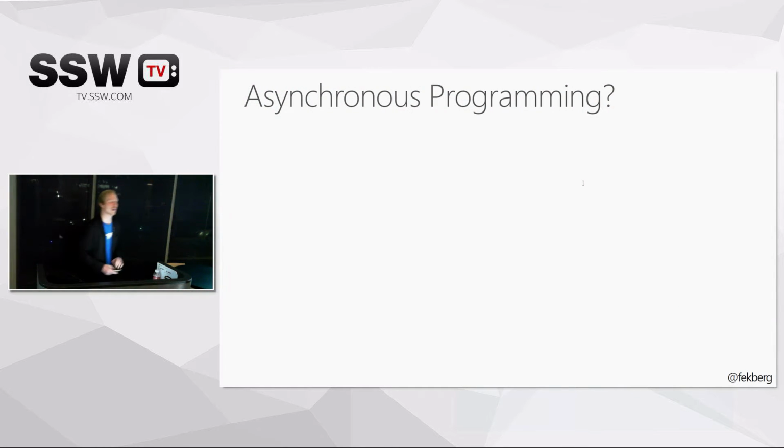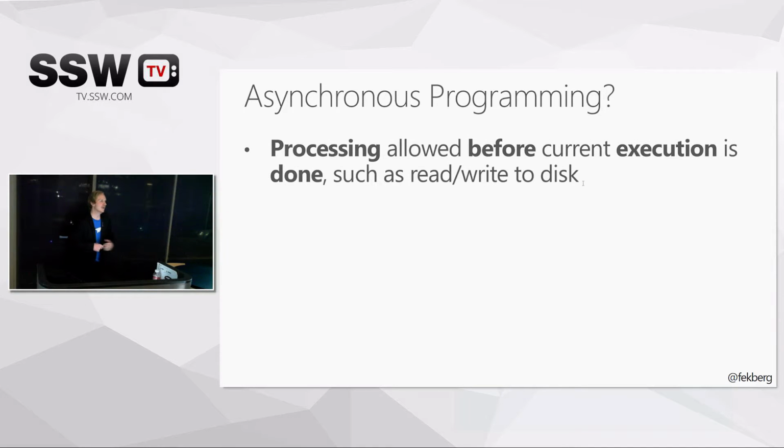All right, so asynchronous programming, what's it all about? It's about allowing us to process something before a current execution is done, such as reading or writing something from disk. So imagine that you have your application, let's say a mobile application. You click a button in your app, and that goes off and reads something from the disk or reads something from the database. You don't want the application to lock up while that's loading, so what you want to do is to be notified when that work is done. So asynchronous programming is all about allowing us to do something meanwhile we're waiting for it to be done, but not lock up the application.